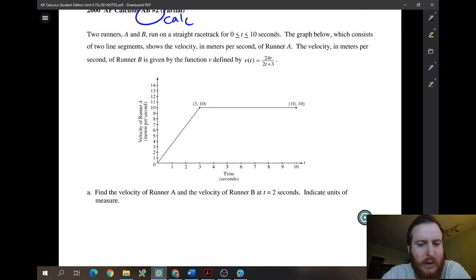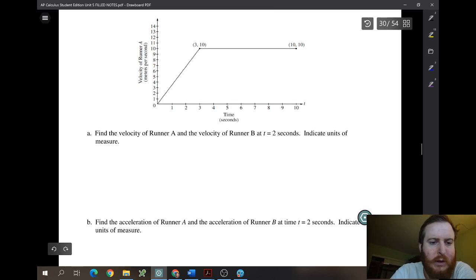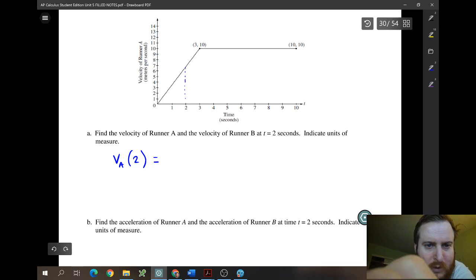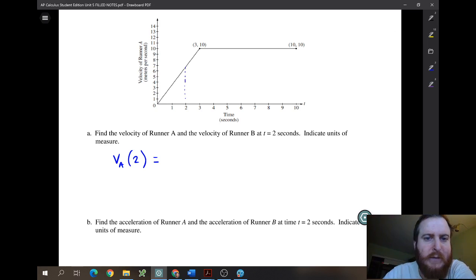So find the velocity of runner A and the velocity of runner B at time 2. So the velocity of A at time 2, we can just look on our graph. You may want to count a little bit and get an equation. Because if we look on our graph, this is what makes this one a little bit hard: it's really hard to tell, is that at 6, is that at 7, is it a little bit in between? So this one was a little bit tougher.